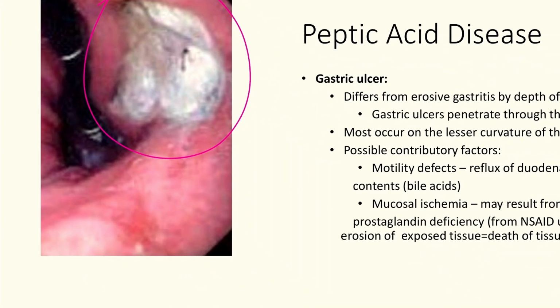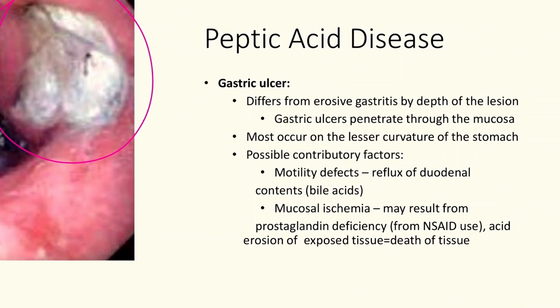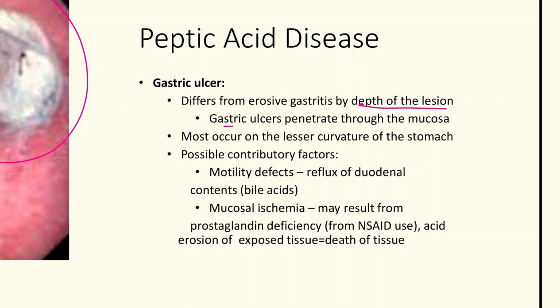Okay. This differs from erosive gastritis by the depth of the lesion. Gastric ulcers penetrate through the mucosa. Erosive gastritis is just the mucosal layer, that's it. But gastric ulcers can penetrate down past that mucosal layer. Most are in the lesser curvature of the stomach. That's kind of where these ulcers like to hang out.